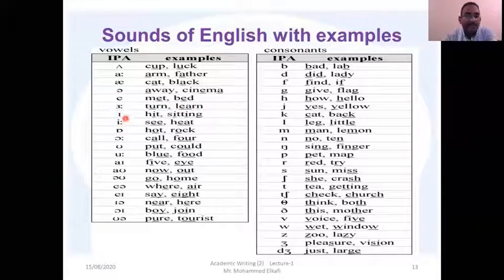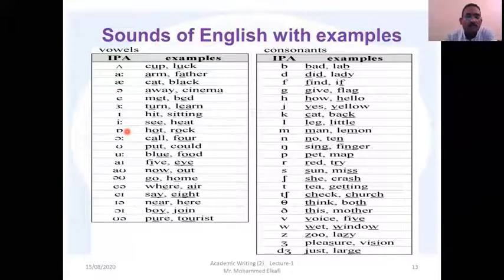The next one is I, as in hit, it. This one is E, as in see. So this one is E and this one is I. This is shorter than this one. This is a long vowel. This one is a short vowel. E and I.